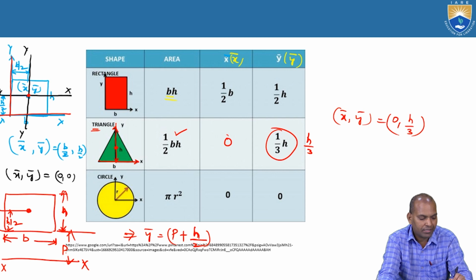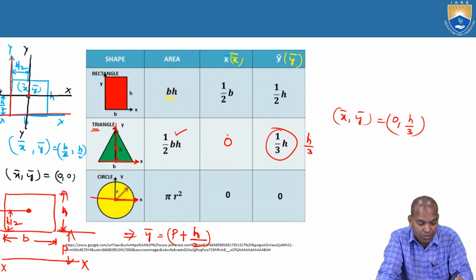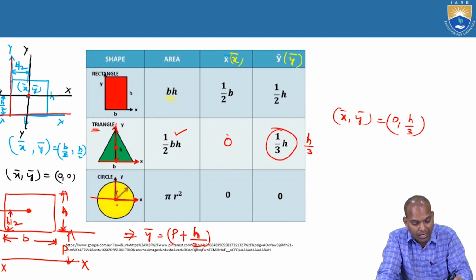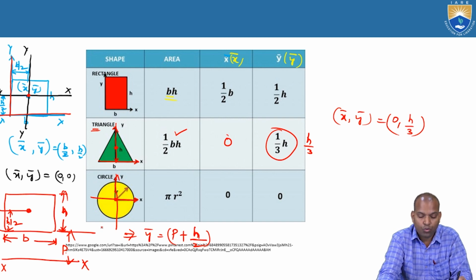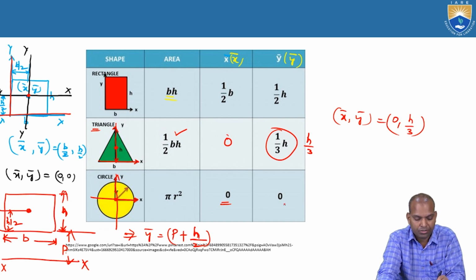Now coming to the circle. What is the circle here? It is a circle having a radius r. Where is the location of x bar and y bar? The reference axes x and y are passing through the centroid. So what are x bar and y bar? 0, 0.